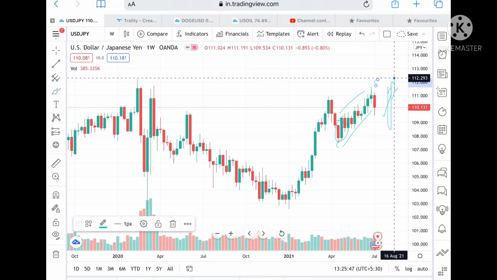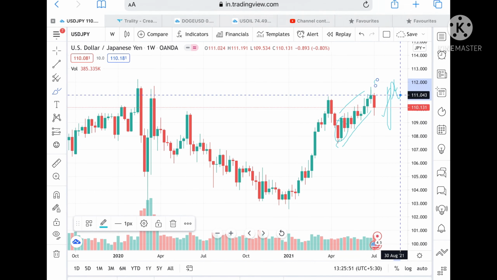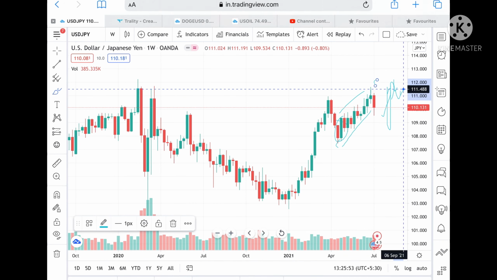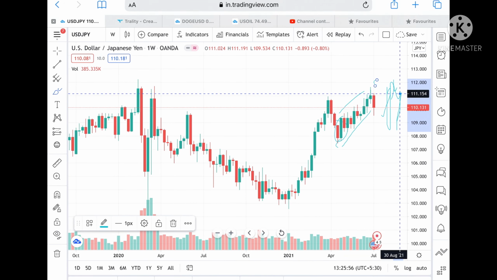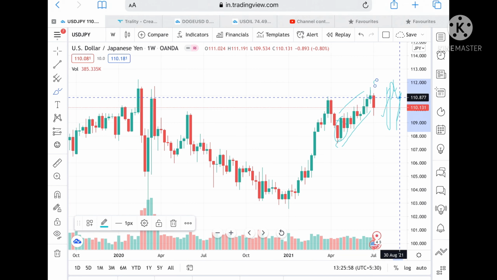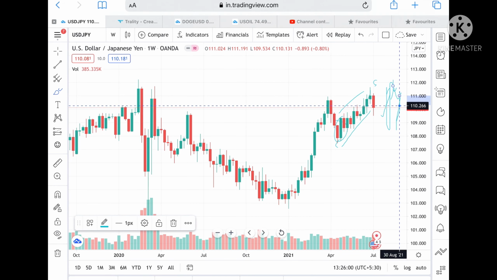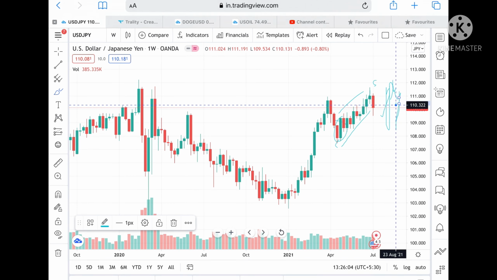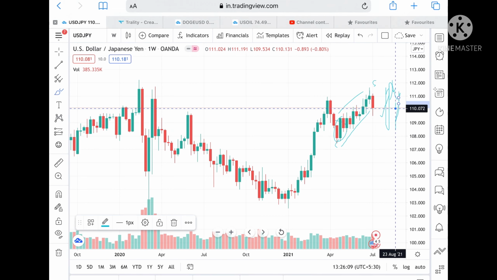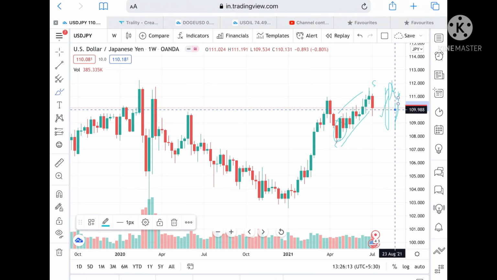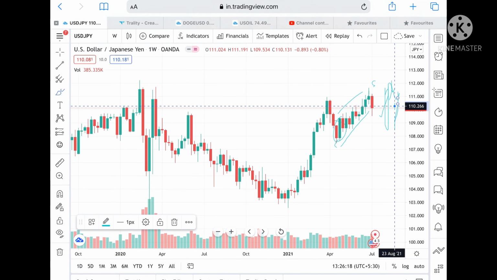Suppose if it goes below the level of 110, then chances are high that it can touch a level of 110.377, and if it goes more below this level, then we can see 110.183, and if it goes more below this level, then we can see a level of 109.822. But till the time it doesn't cross below a level of 110.266, we are on the bullish side. And if it crosses the level of 111, then we are looking that it can go further high.